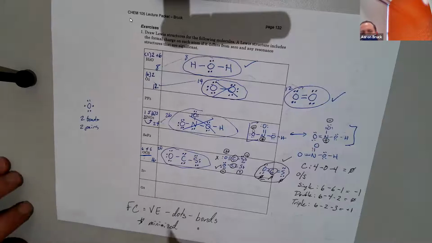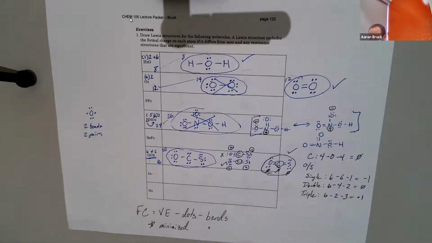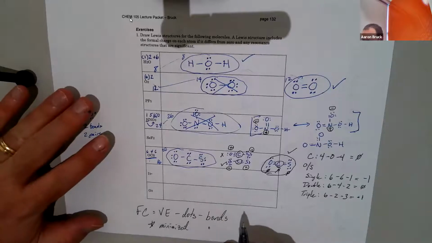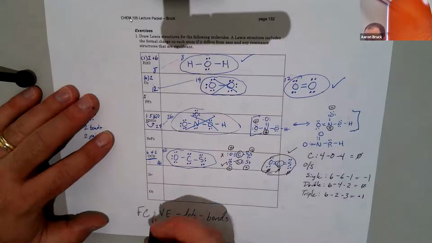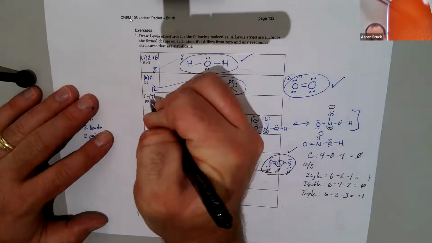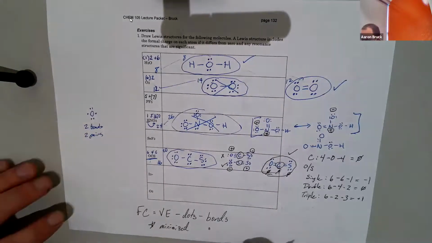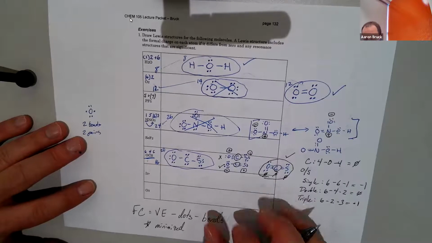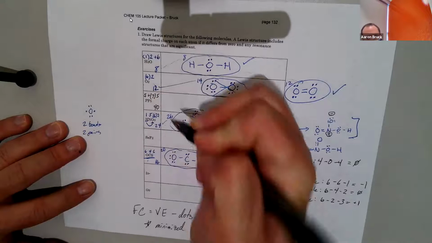Okay, so let's go to PF5 then. Now, PF5 presents an interesting problem. I've got 5 valence electrons for the phosphorus, and I've got 7 for each fluorine, for a grand total of 40 electrons.